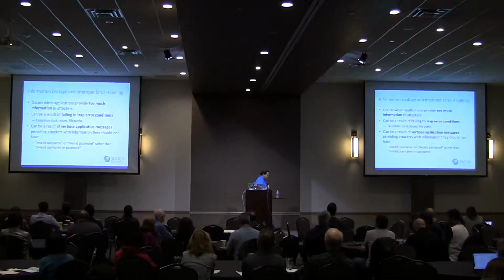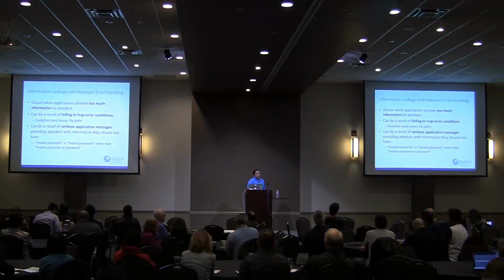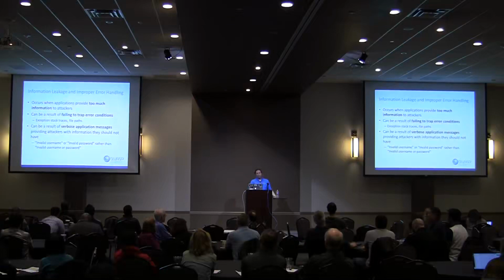All right, so on to information leakage and proper error handling. This is really, really common across different applications. It occurs when applications provide too much information to attackers, and it can be a result of failing to track error conditions. So it may result in exposing stack traces, file paths, things like that. It can be a result of verbose application messages providing attackers with information they shouldn't have.